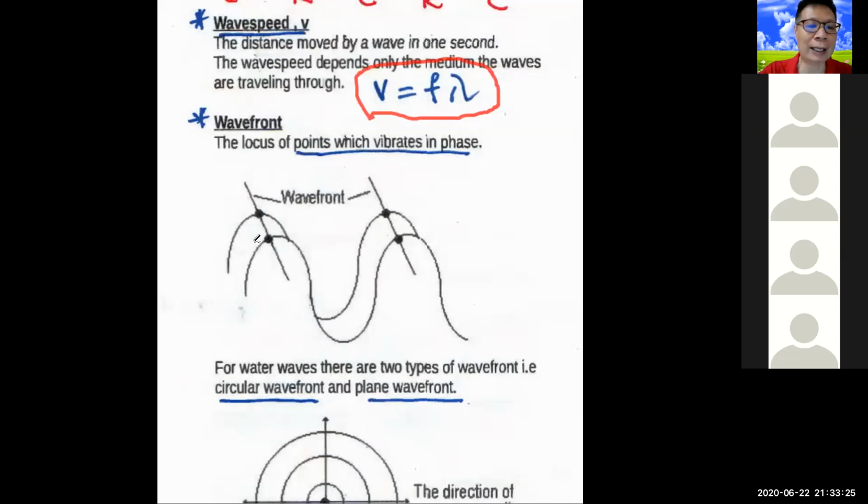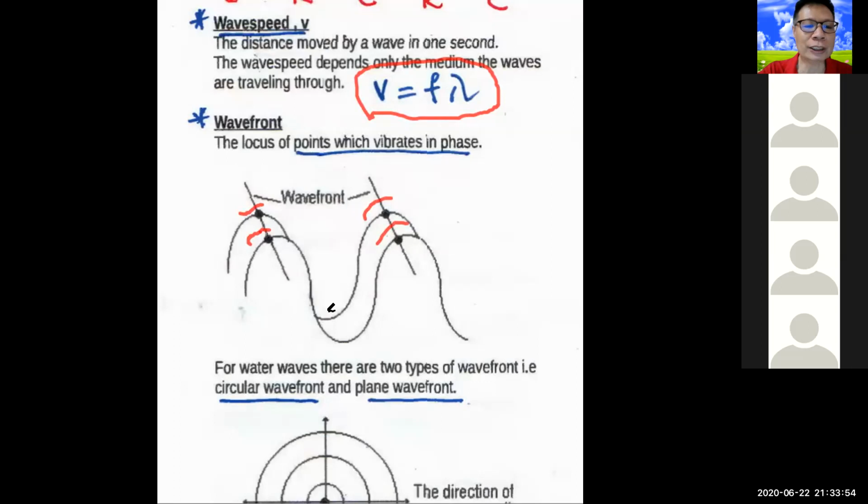In phase means near the crest, the points move in the same direction. You see, we move in this direction, here also moves in this direction. So when you join up all the points, this is a crest, you join up, so this is wave front. Here also the same. This is a crest, this is a crest. You use a line to join them up, so the line is called wave front.